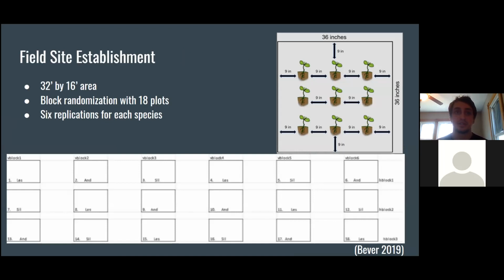a process called solarization. This made clearing the field site of unwanted vegetation much easier without the use of herbicides.